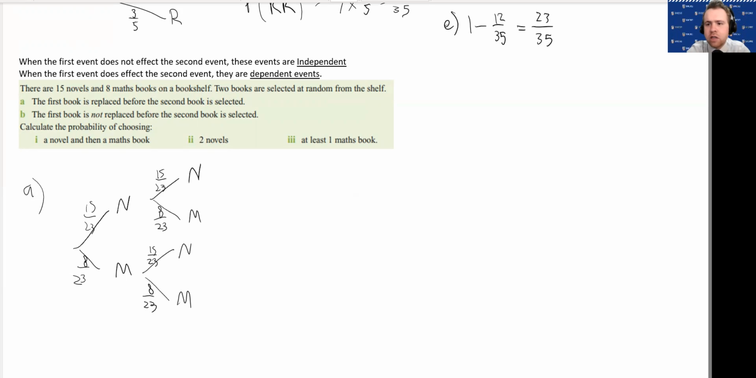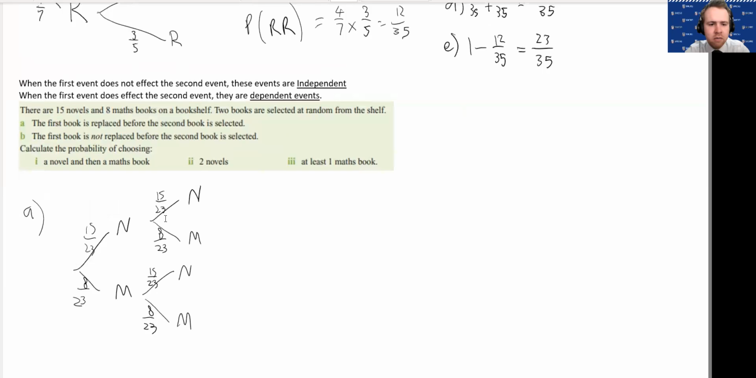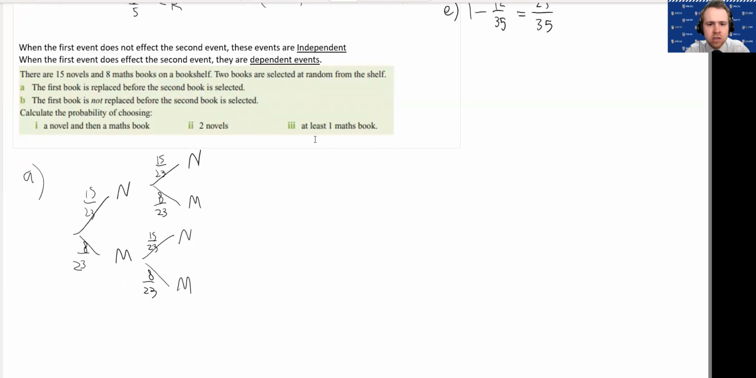Now, I'm not going to go through the entire question here, but the process will be very similar. So to calculate the probability of a novel then a maths book, it's going to be 15 over 23 times 8 out of 23, similar to what we did just above. And you could go through the same process. At least 1 maths book, you could do the one where you get 2 novels, and do 1 minus the probability of 2 novels and you get there.